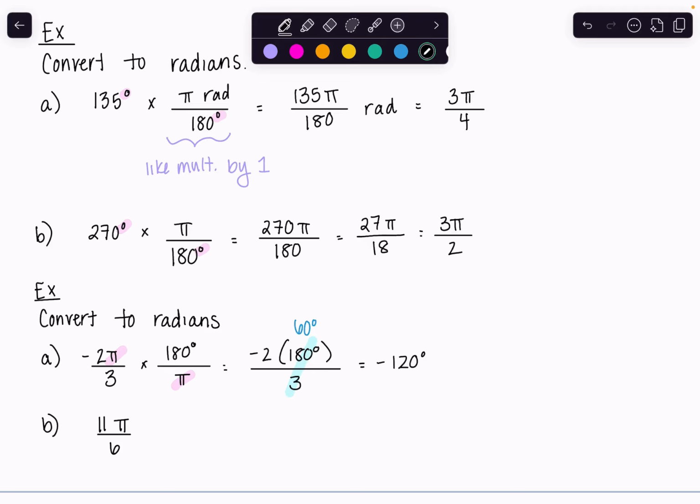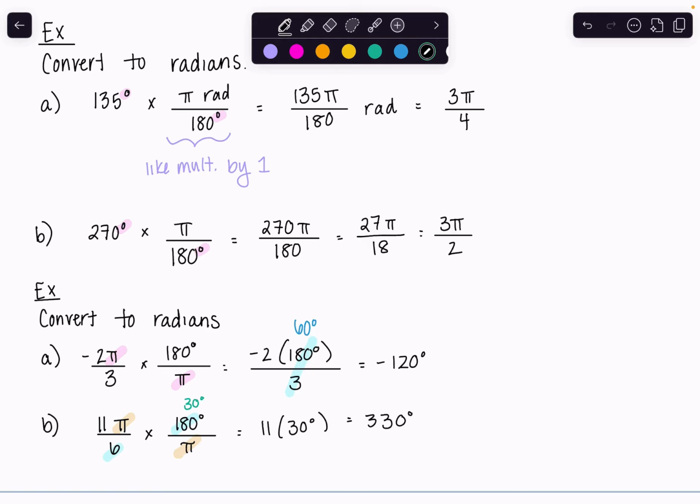Now going on to 11 pi over 6, same thing again. I'm starting with my pi, so we are going to divide by it. The pi's cancel each other out. And realistically, I'm going to go ahead and do 6 into 180. That leaves you with 30 degrees. So really you end up with 11 times 30. So this in degrees is 330. Okay.